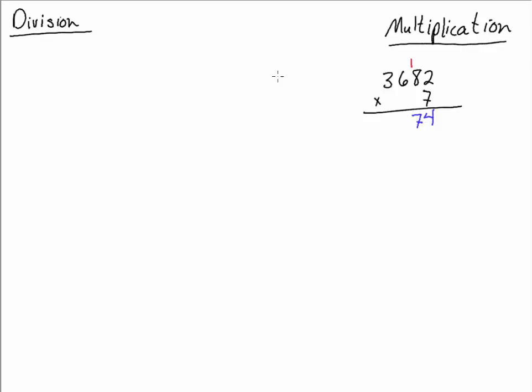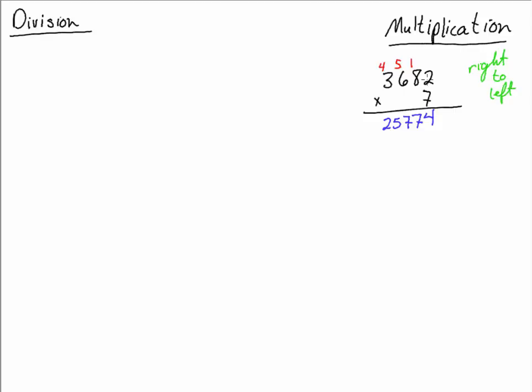So we put the 7 down here and the 5 goes up here. 7 times 6 is 42 plus the 5 is a 47. There's another 7 down there, and a 4 gets carried up here. 7 times 3 is 21 plus 4 is 25. So we end up with 25,774.